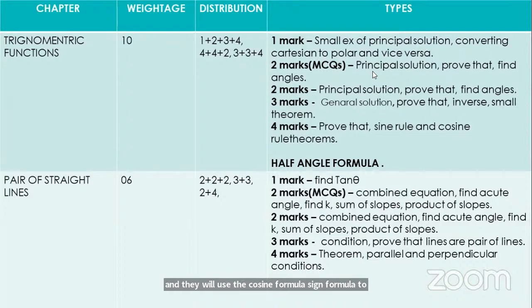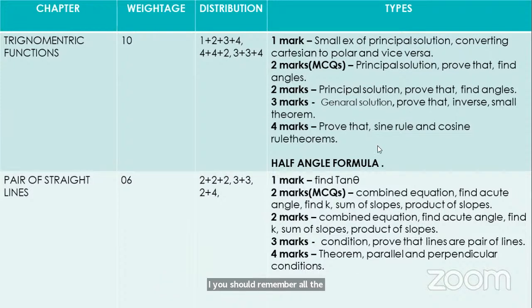Then for 2 marks, again principal solution and general solution will be there, small examples. Again finding angles, the same type, and the same general solution. For 3 marks, bigger examples are there. Principal solution may not be asked for 3 marks; it is there for 2 marks only. Those are small examples. And you should remember all the formulas for general solution.